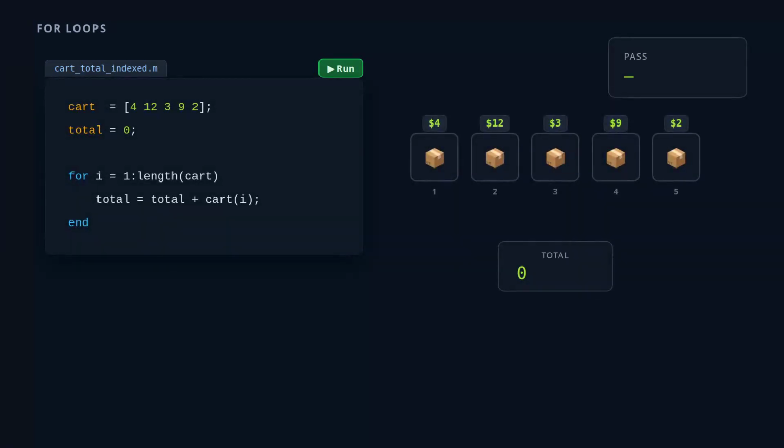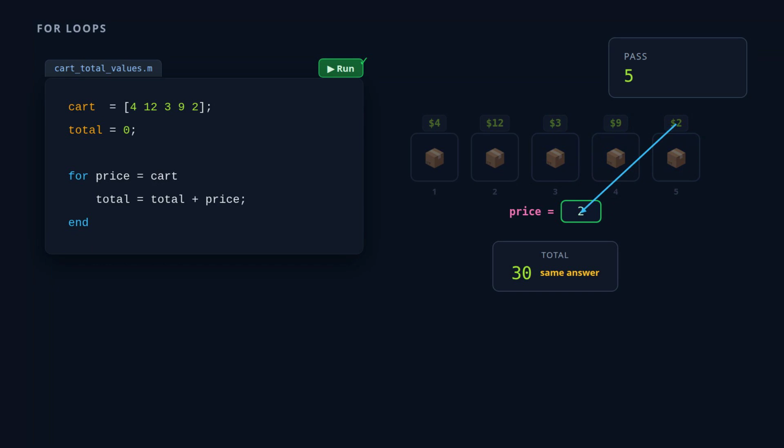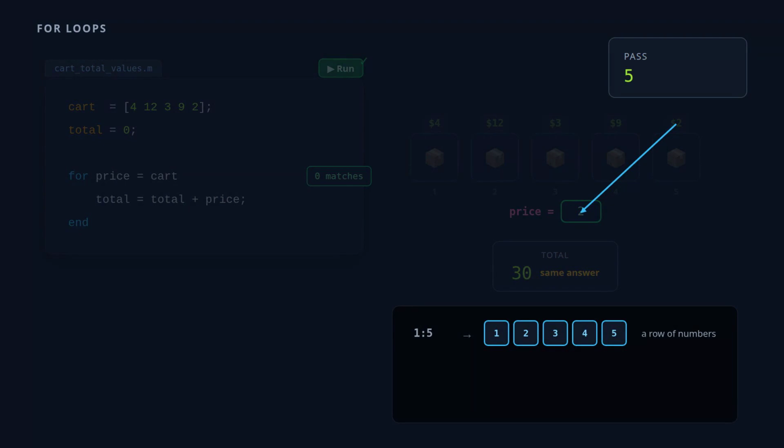Here's what nobody tells you. Delete the index entirely. For price equals cart. That's legal. Pass 1, price holds 4. Not the number 1, the actual $4. Total becomes 4. Pass 2, 12. Total becomes 16, then 19, then 28, then 30. Same answer, and cart of anything never appears. Here's why it works. For i equals 1 colon 5 was never a counting instruction. 1 colon 5 is a row of numbers, and for walked along it, handing you one at a time. Cart is a row of numbers too. So for walks that instead.